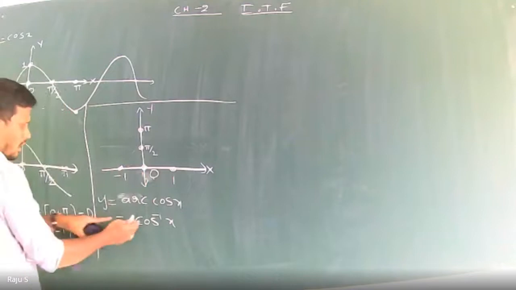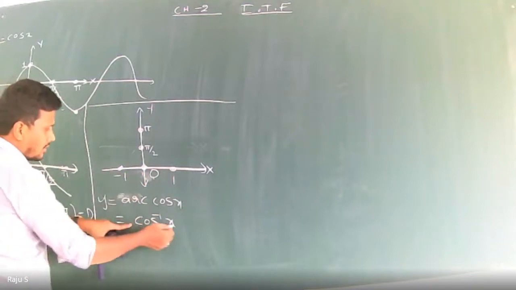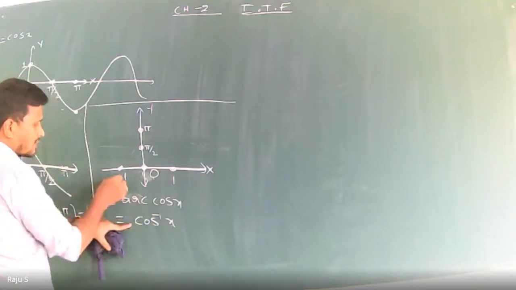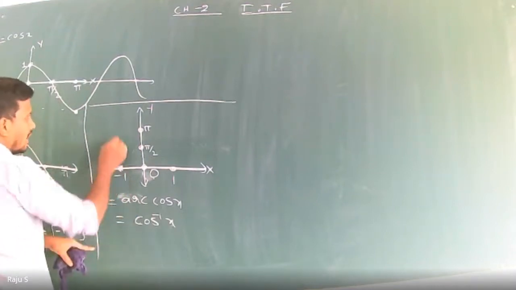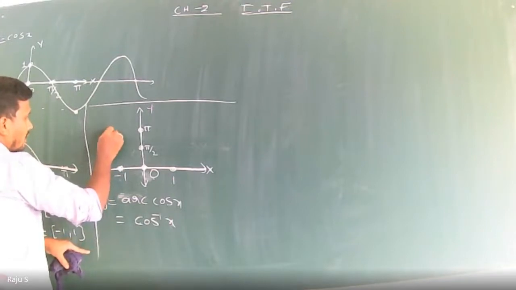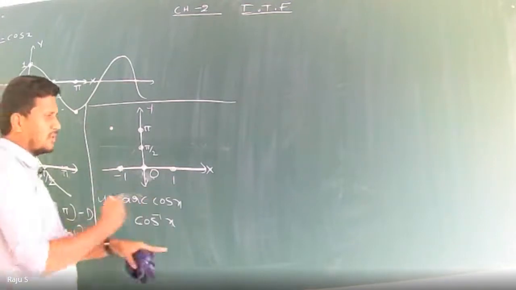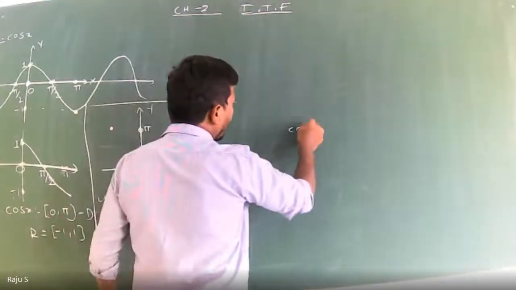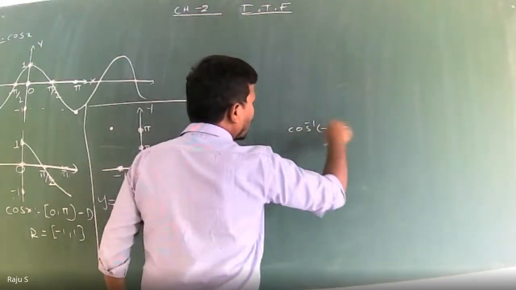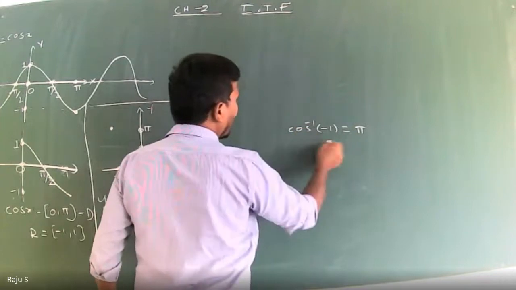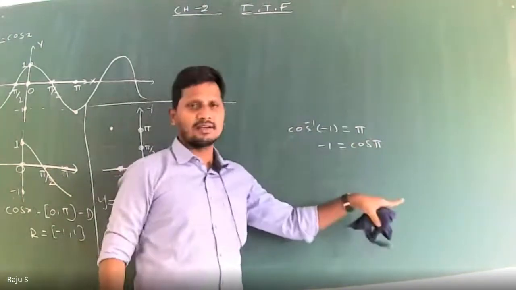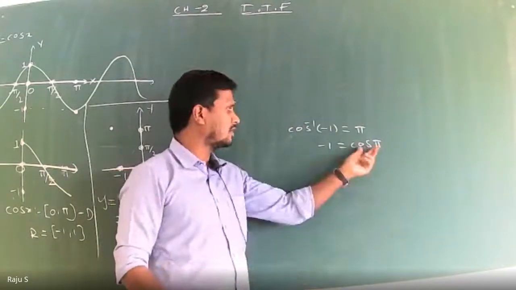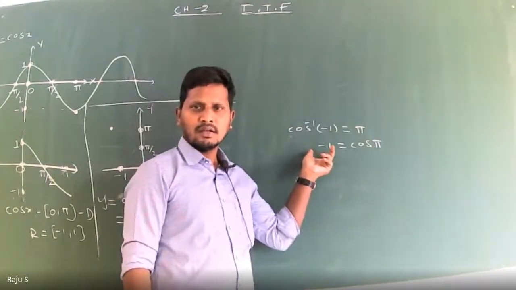Now, cos inverse of minus 1. If I substitute minus 1 in place of x, what is cos inverse of minus 1? It should be 180. Taking pi, cos of pi is equal to minus 1, so minus 1 is equal to cos pi. If we take the inverse, the cos inverse on the right side becomes cos. So the cos pi value is minus 1. Am I right?